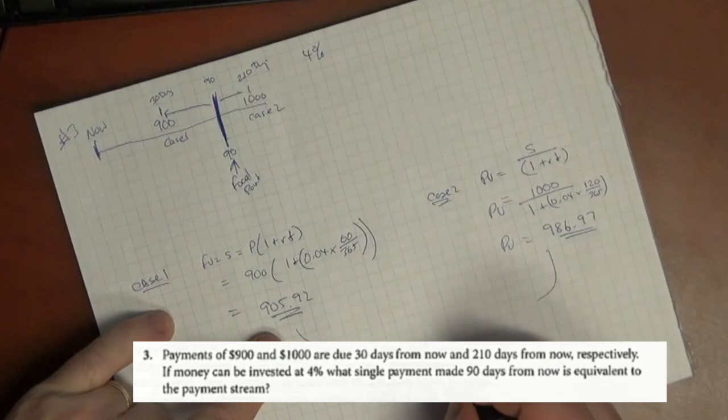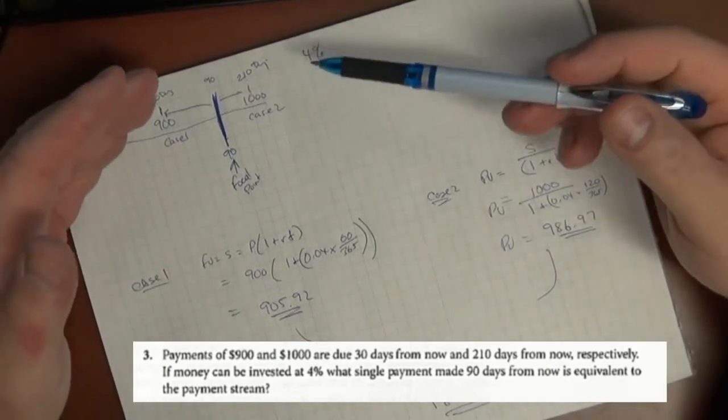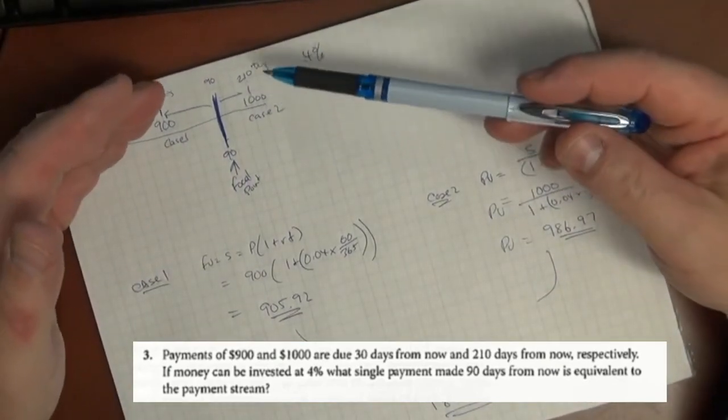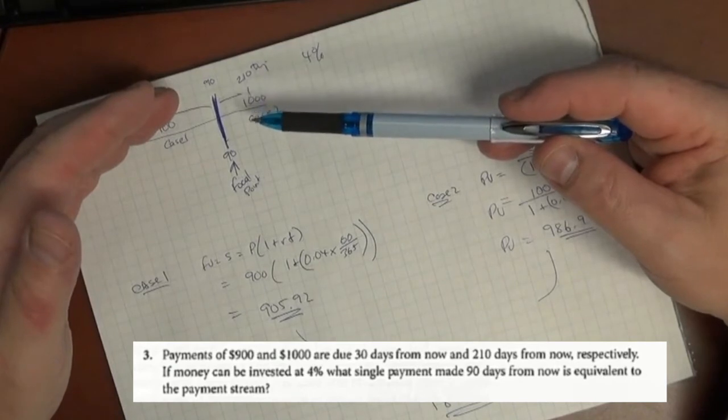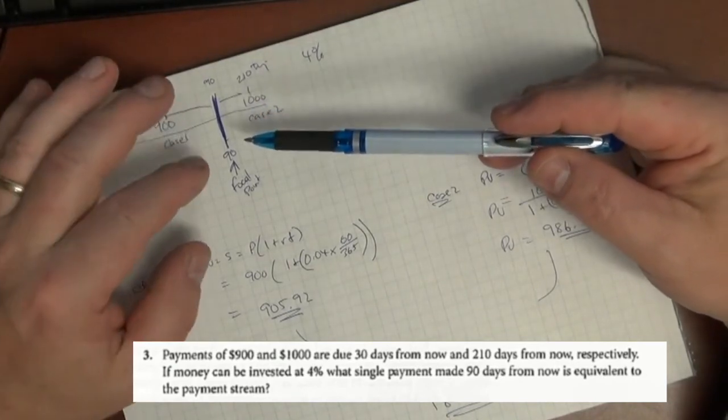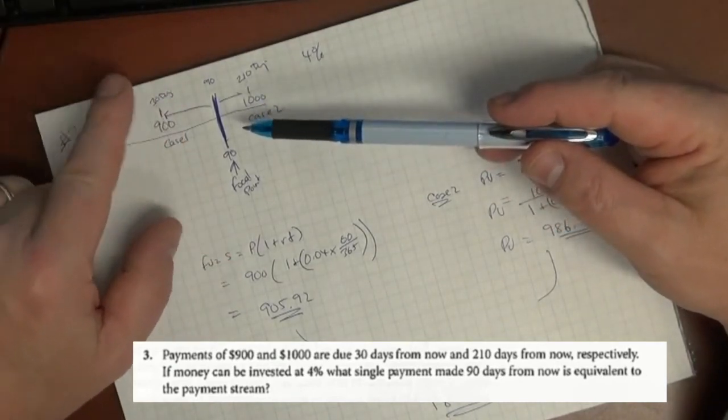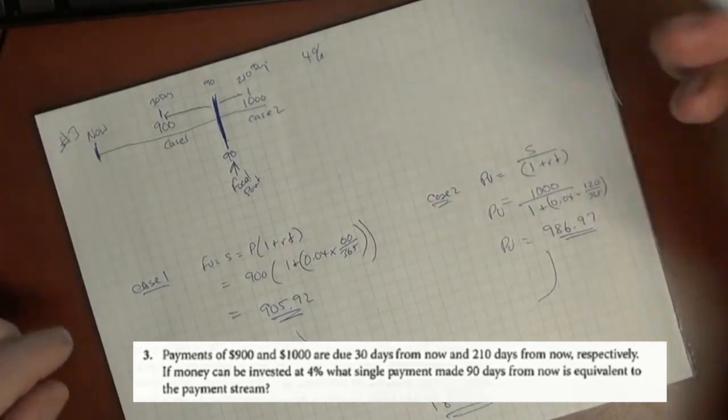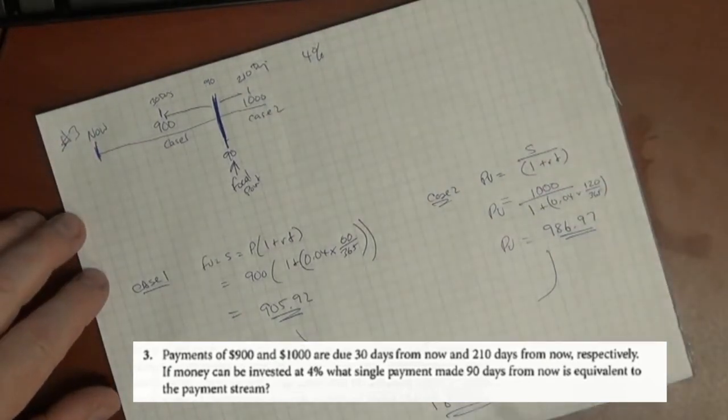So 905.92 and 986.97 is 1,892.89. In other words, for those two payments, on day 90 we would accept 1,892.89 as an equivalent to having $900 on the 30th day and $1,000 on the 210th day.